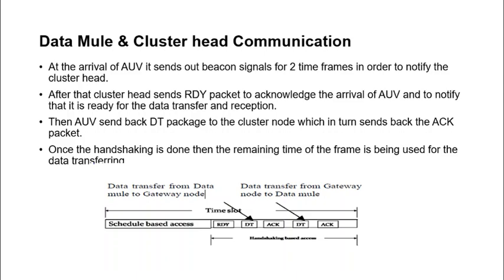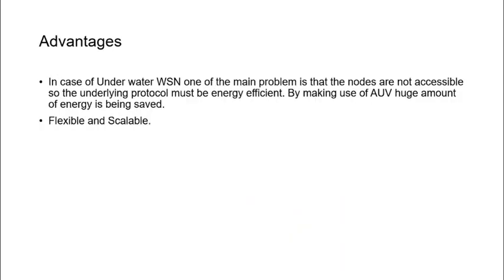Now let's look at the advantages. In this case, the AUV is collecting data from all the cluster heads and the cluster heads are collecting the data from all the cluster nodes. So there is no need for individual nodes to communicate directly towards the base station. By doing such an arrangement, we are saving a lot of energy. And also this protocol is very flexible and scalable because the clusters will be formed every time a new node appears.